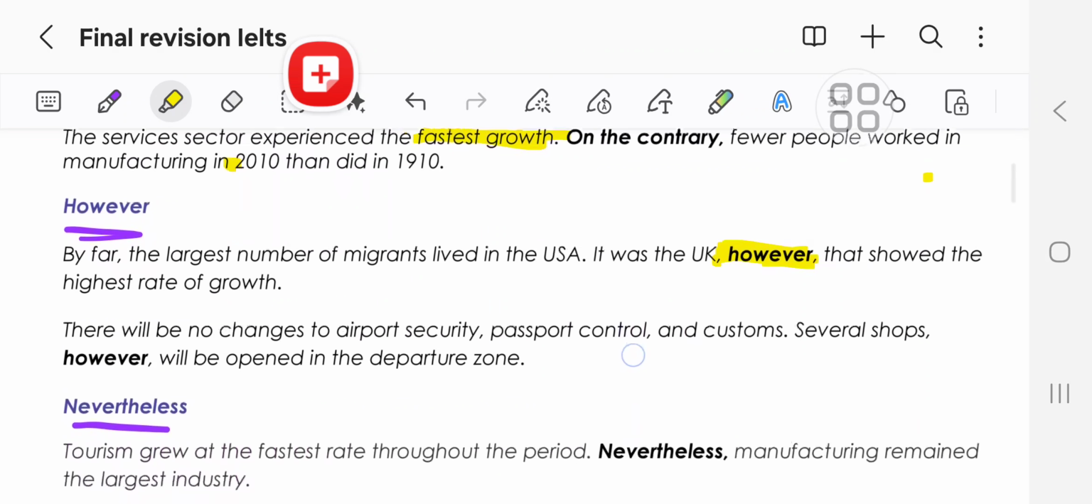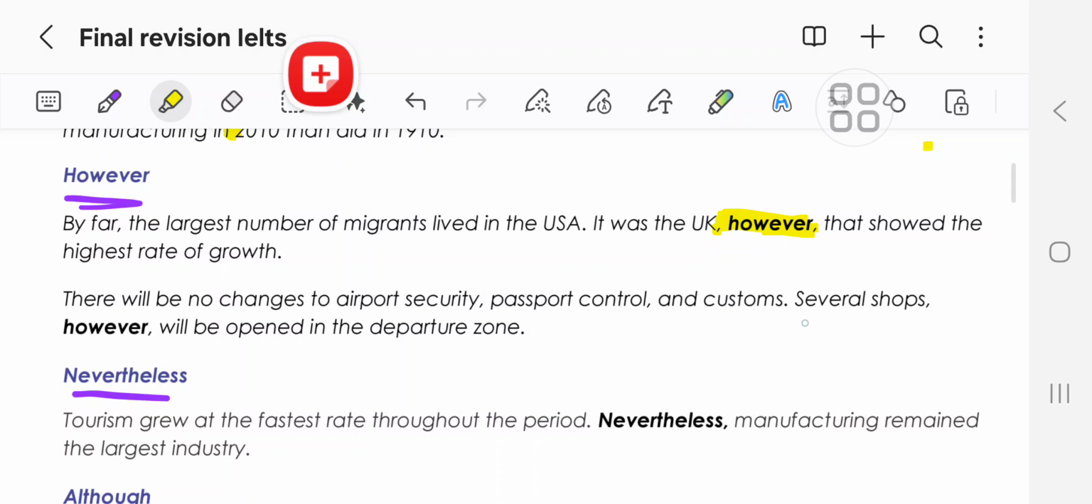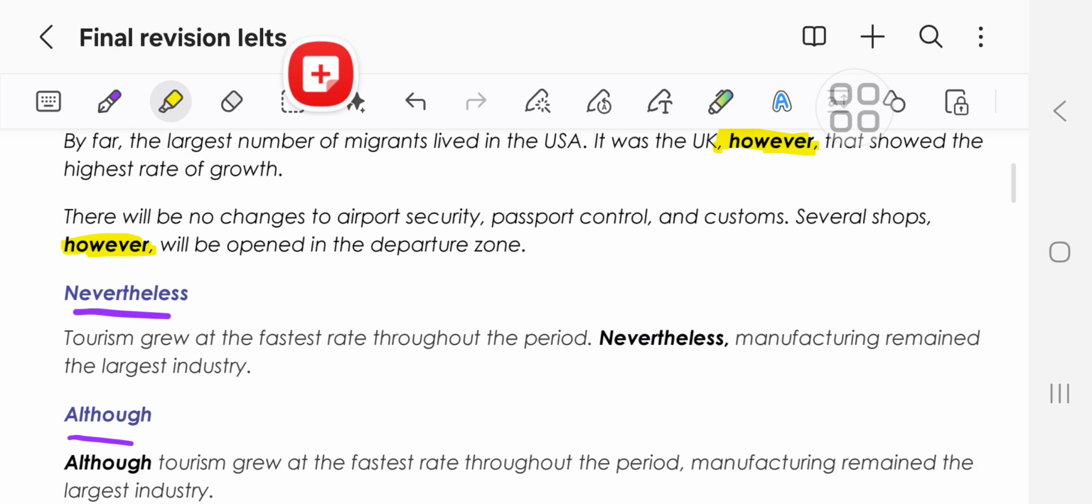Okay, there's no change in the airport security, comma, passport control, customs, full stop. Several shops, however, will be opened in the departure zone. Again we use however, because this does not follow the same pattern as what was mentioned before. Nevertheless, tourism grew at the fastest rate throughout the period. Nevertheless is very much like however: you have a full stop before and a comma after. Nevertheless, manufacturing remained the largest industry. So basically it's an additional point. Tourism grew at the fastest rate throughout the period, but manufacturing still remained the largest industry. So just remember that.